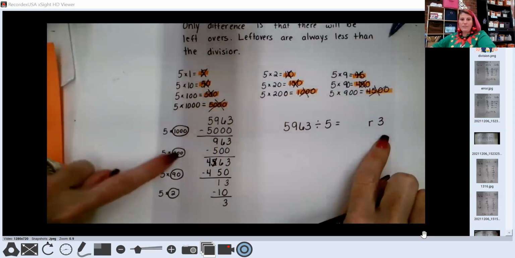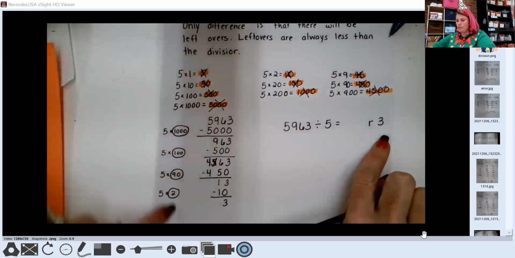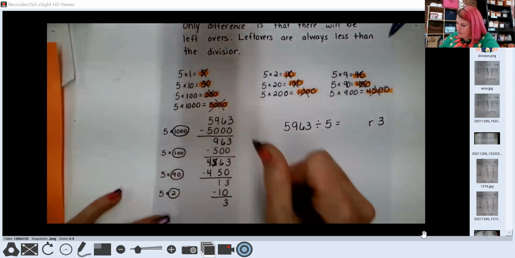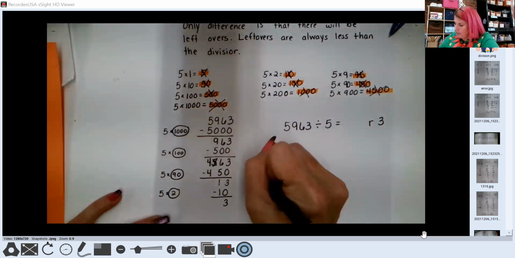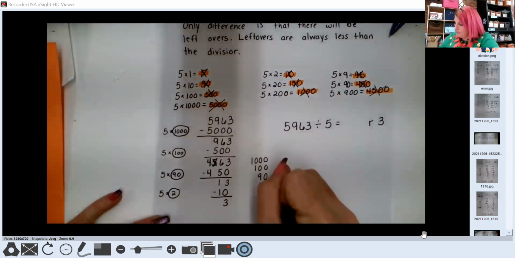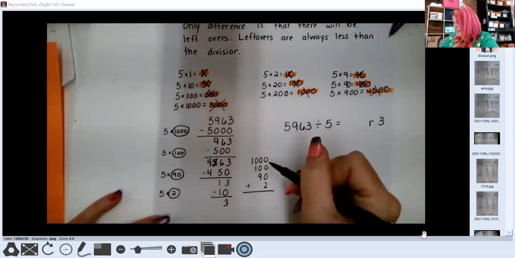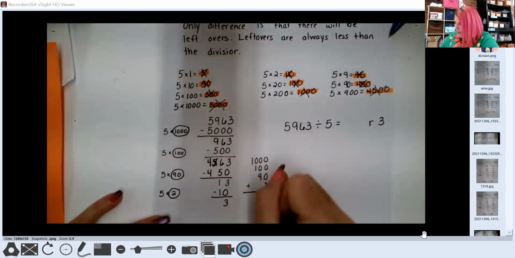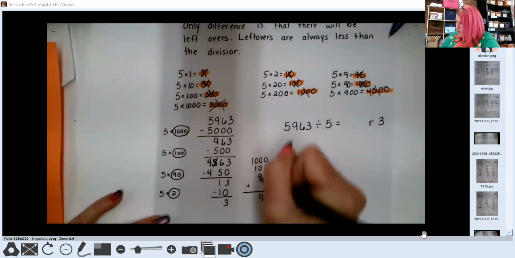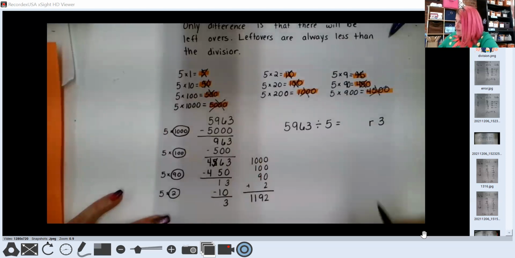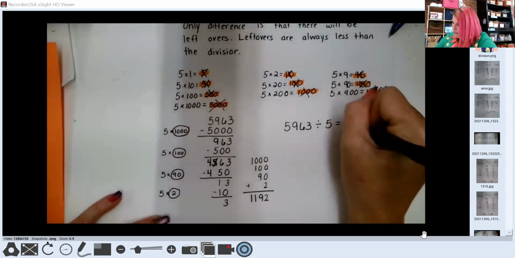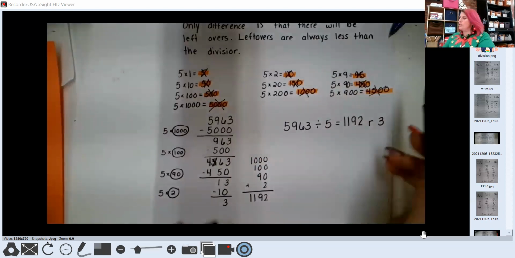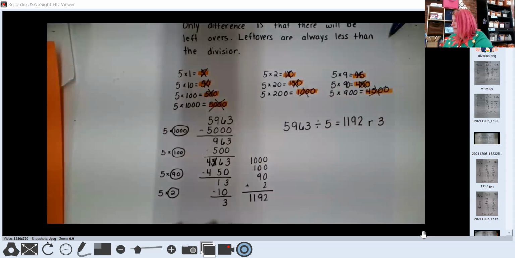And now I have to add all of these partial quotients in order to figure out my quotient. 1,000 plus 100 plus 90 plus 2. Again, ones place: 0, 0, 0, and 2 is 2. 0, 0, and 9 is 9. 0 and 1 is 1, and 1 is 1. So my quotient is 1,192. So the total answer is 1,192, remainder 3.